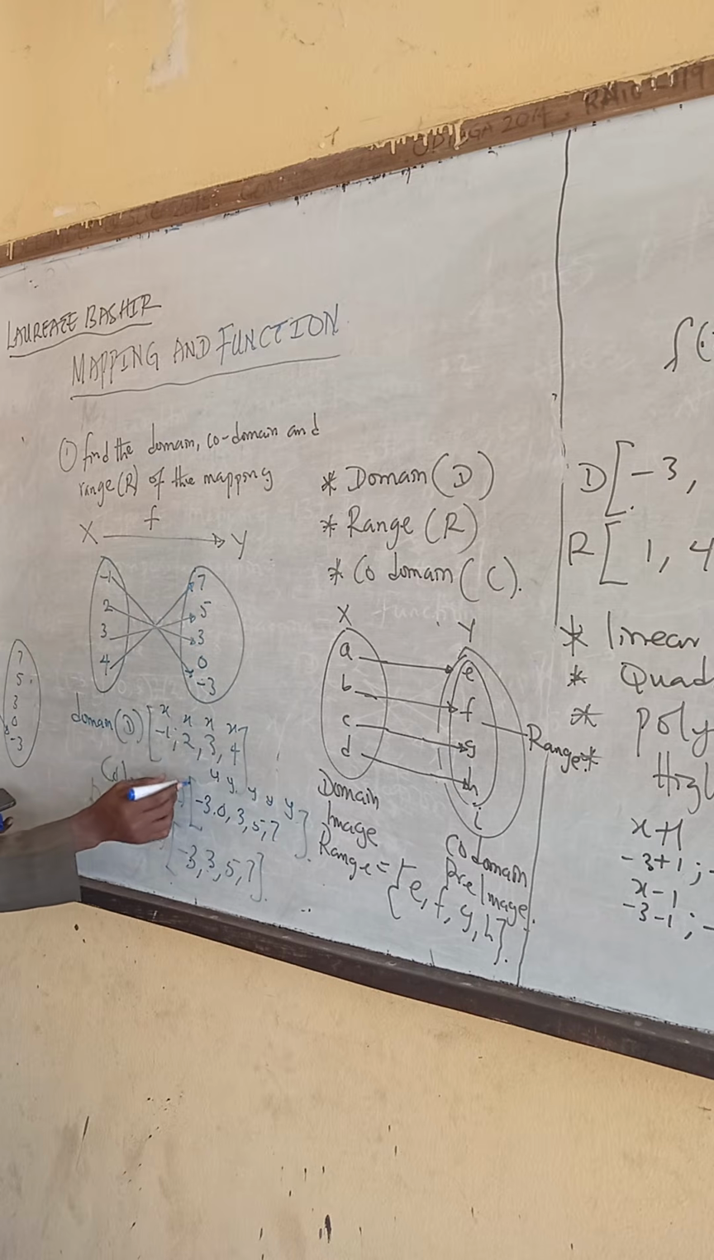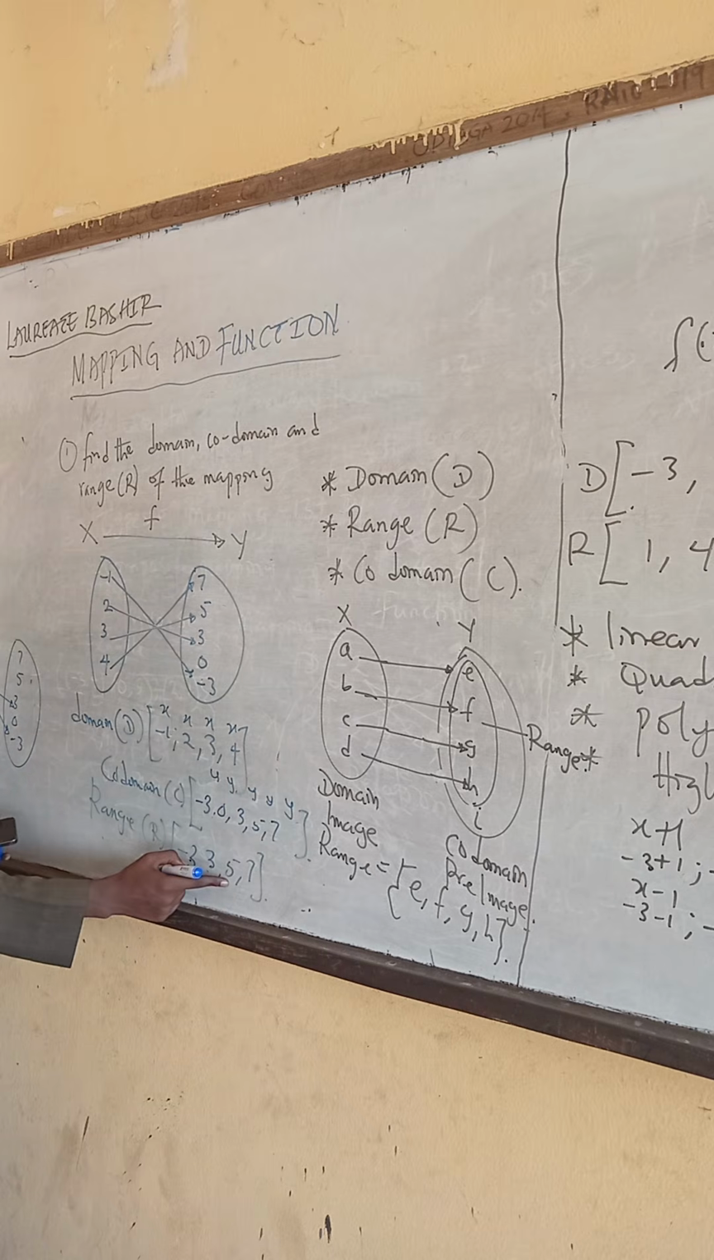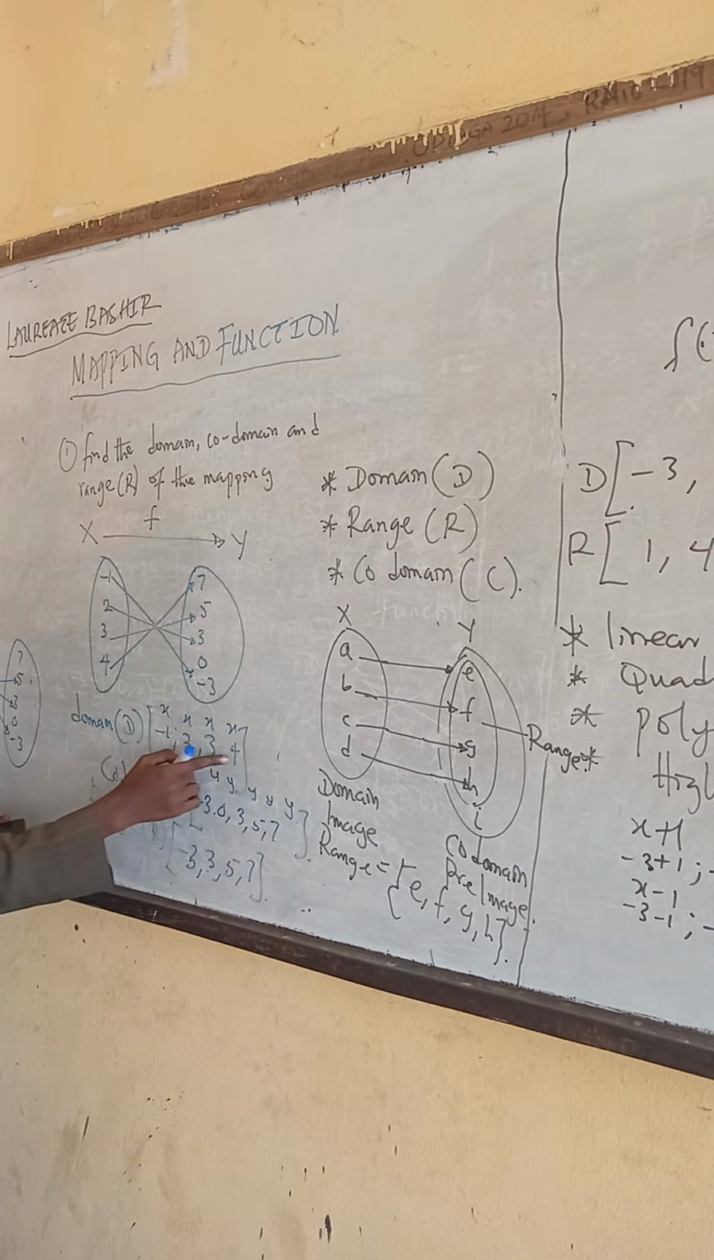Because we don't have 0 in our mapping. But one thing you need to know is that if they ask you to represent in the mapping form, they will have told you that these values are the range. So we are considering the range now. -1 is mapped to -3, right? 2 is mapped to 3, right? Then 3 is mapped to 5. Then the last one, 4 is mapped to 7.